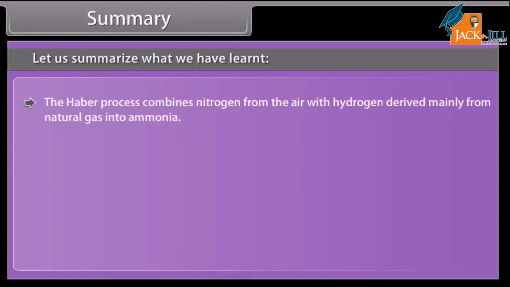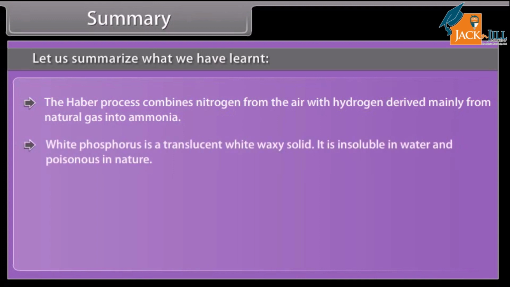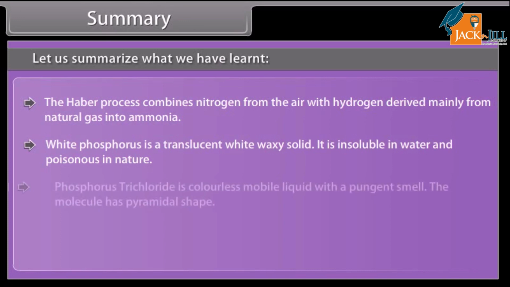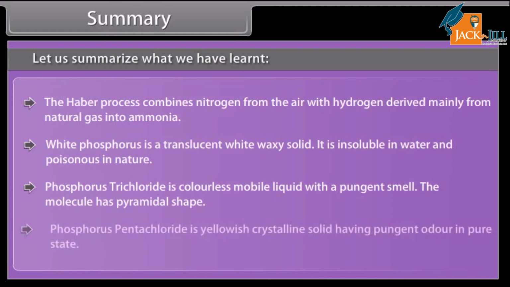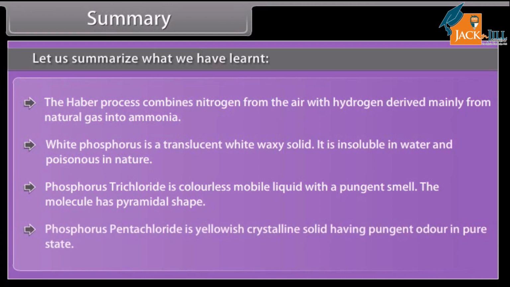The Haber process combines nitrogen from air with hydrogen derived mainly from natural gas into ammonia. White phosphorus is a translucent white waxy solid. It is insoluble in water and poisonous in nature. Phosphorus trichloride is a colorless mobile liquid with a pungent smell. The molecule has pyramidal shape. Phosphorus pentachloride is a yellowish crystalline solid having a pungent odor in pure state.